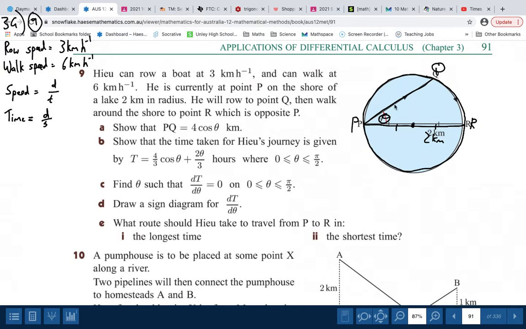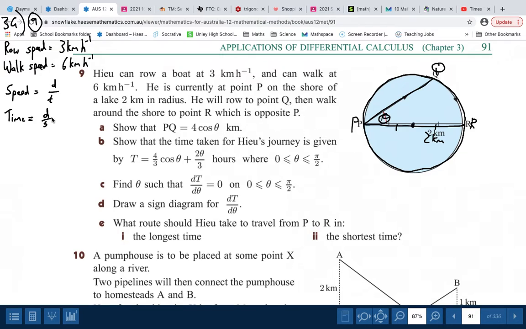So he rows the boat across this lake, P to Q, and then he walks Q to R. And if you look a bit further down, show that the time taken, so we're trying to work out an equation for time. They've given the speed for rowing, 3, and the speed for walking, 6 kilometers per hour. I've taken a note of that. I know that speed is distance divided by time in kilometers per hour. Therefore, time is distance divided by speed. So this is sort of assumed knowledge, speed, distance and time. I can rearrange that to get time, distance on speed, fairly easily.